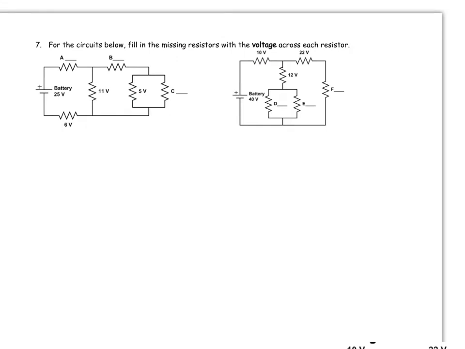All right, for this next one, what we're thinking about here is voltage. With voltage, our important rule is that each loop must add up to the voltage of the battery. So we're going to be thinking about our loops, our possible pathways through each of these circuits, knowing that the voltage across the resistors in that loop must add up to the total voltage of the battery, which is 25 volts here.